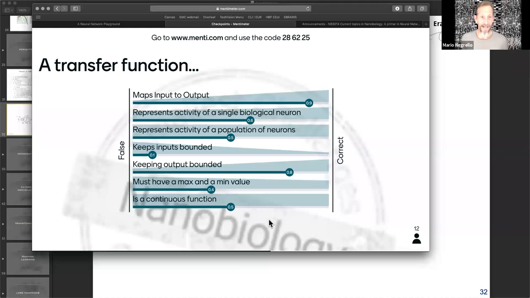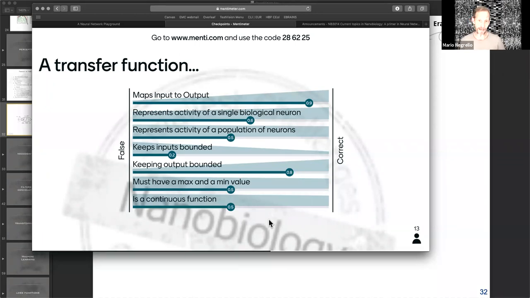So, yes, it maps input to output. You're absolutely right. It does map input to output, and that's what it does. It could be linear, right? In fact, if you just have a transfer function that multiplies by one, it maps the input space from minus infinity to plus infinity to the output space of minus infinity to plus infinity. It represents the activity of a single biological neuron.